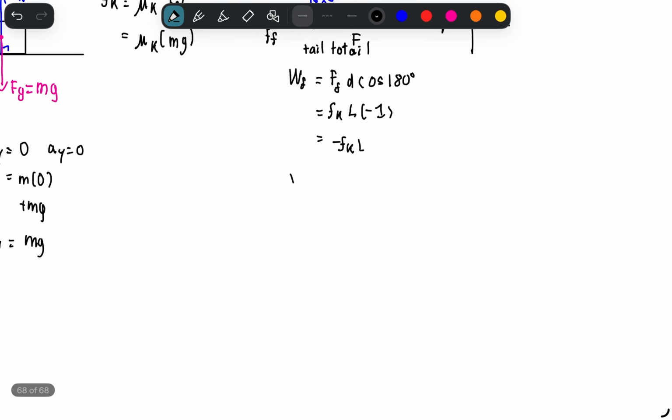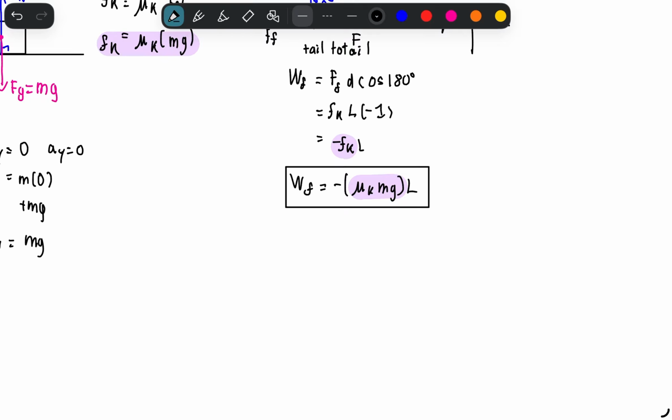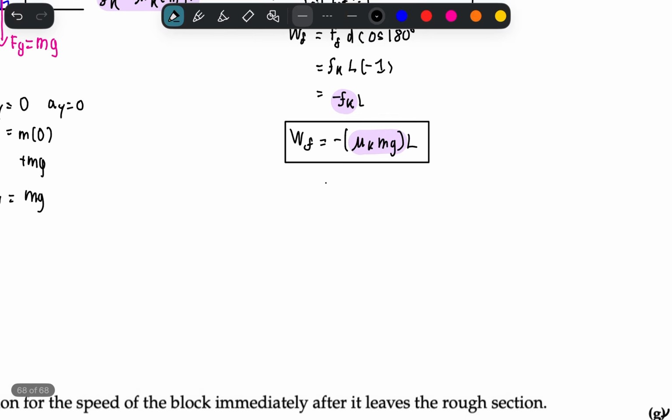If we substitute this in, we have work done by friction is negative. Our force of friction here is this, so we're going to take that. We have mu k mg times L. So this is our work done by friction. This makes sense because friction is going to remove mechanical energy from our block track system.